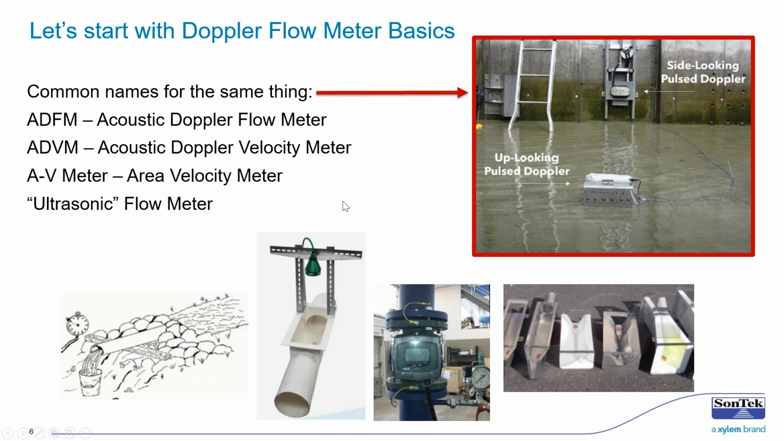So ultrasonic meters can also be used just to measure the level, and they send an ultrasonic signal through the air. But that's just a level sensor. That's not a velocity sensor that goes in the water. So if you're using the word ultrasonic, just make sure you understand what kind of ultrasonic. We're talking about the instruments for purposes of this webinar that go underwater.